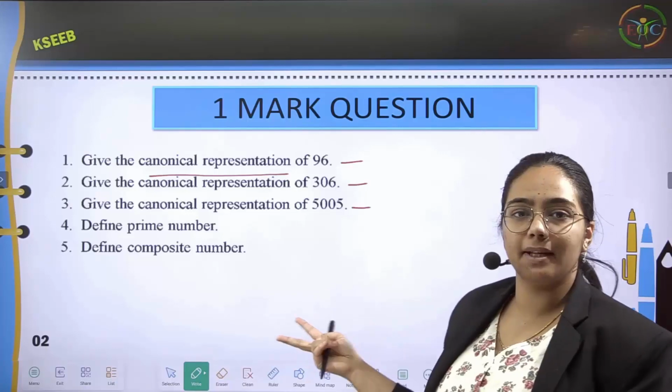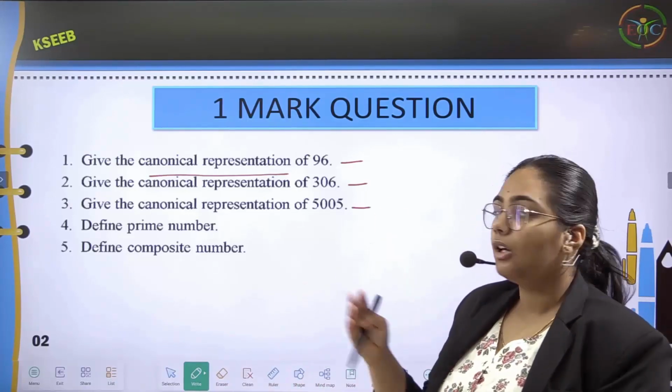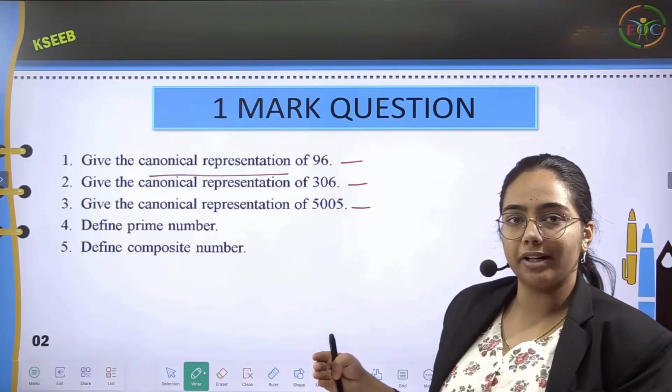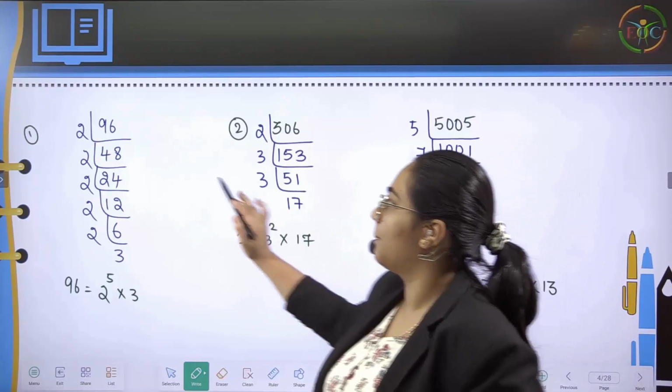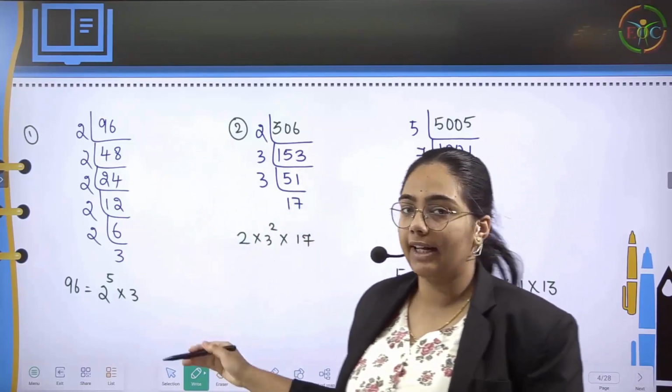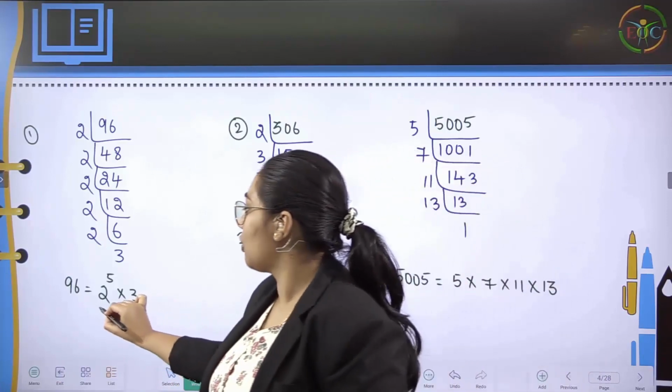So what is this basically? This is nothing but the prime factorization method. You're just going to do prime factorization and represent the number. The first question is representing the number 96. For 96 you have to represent it as a product of primes.